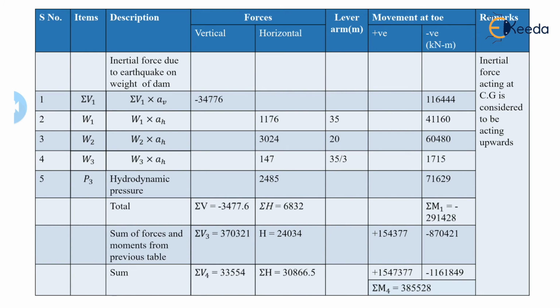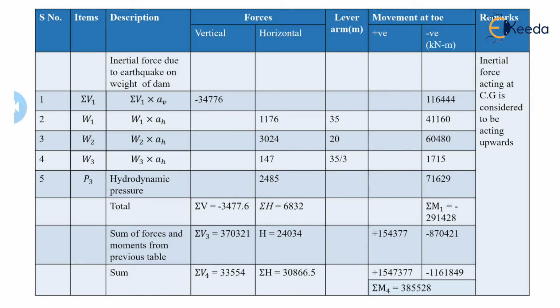Okay, so W1 multiplied by alpha H is 1176. W2 multiplied by alpha H, 3024. W3 into alpha H, 147. Similarly, we have to find out the lever arm also, for the horizontal force. It always acts from the base only. So we will get the values as 35, 20 and 35 divided by 3. Then finally, we will find out the moment, which is the product of horizontal forces multiplied by the lever arm. Right? This moment is always negative because it acts in a clockwise direction.